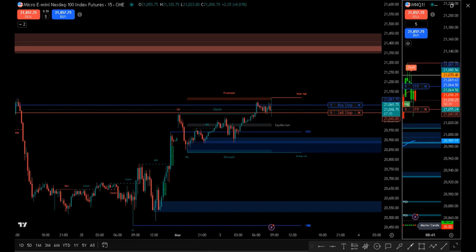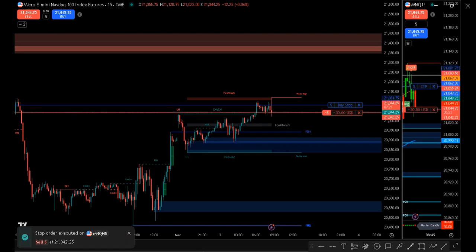I'm going to leave my stop loss currently where it is at 2181.75. Possibly looking for price to go back down to support, maybe around 29.90.